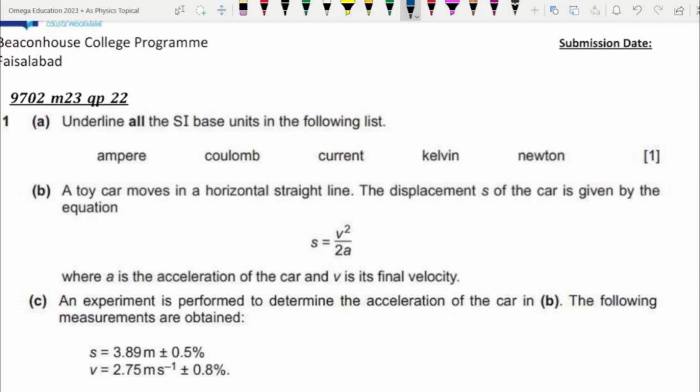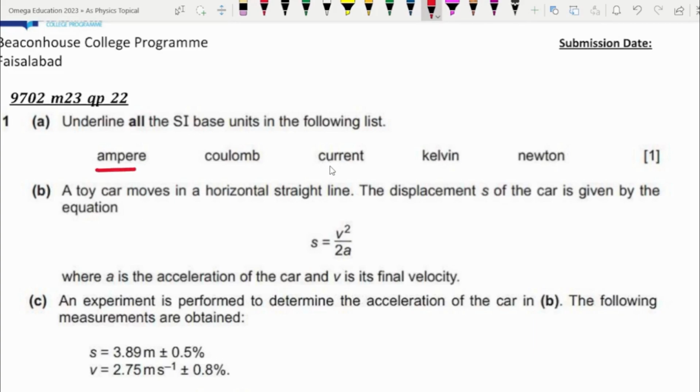Okay, so here we have the last question of this topic, and kind of an easy one. Underline all the SI base units in the following list. So base units we gotta underline. Okay, so ampere is the base unit. Coulomb is not a base unit. Coulomb is represented in terms of ampere and second.